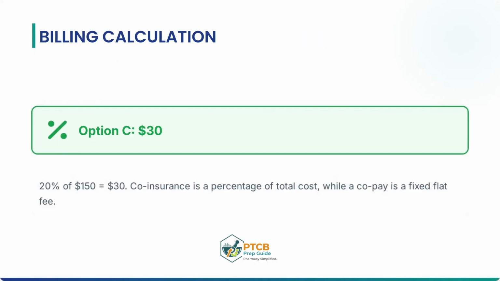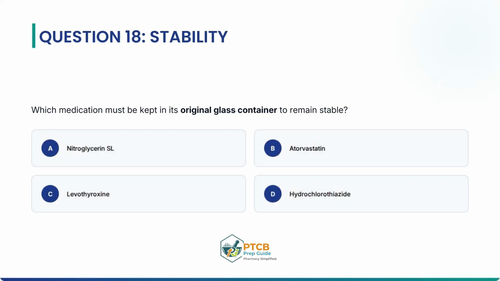The answer is option C. 20% of $150 is $30. Remember, co-insurance is a percentage of the total cost, while a copay is a fixed flat fee. Let's consider question number 18.